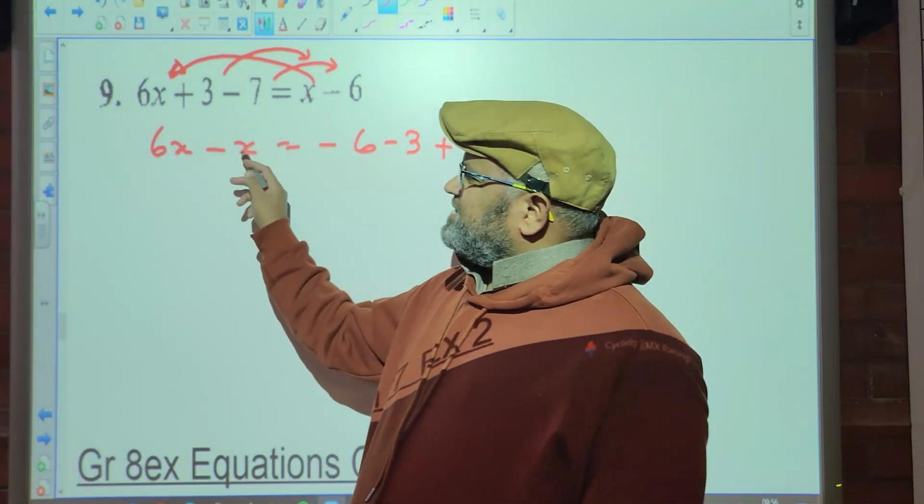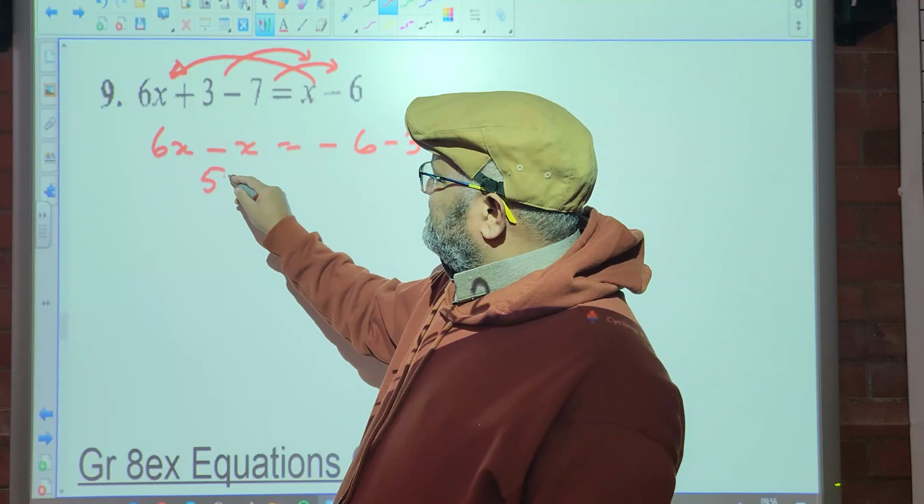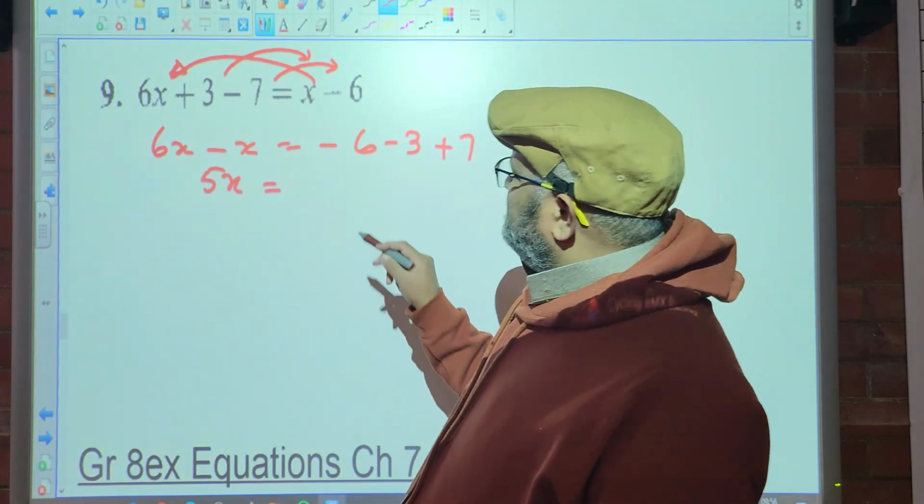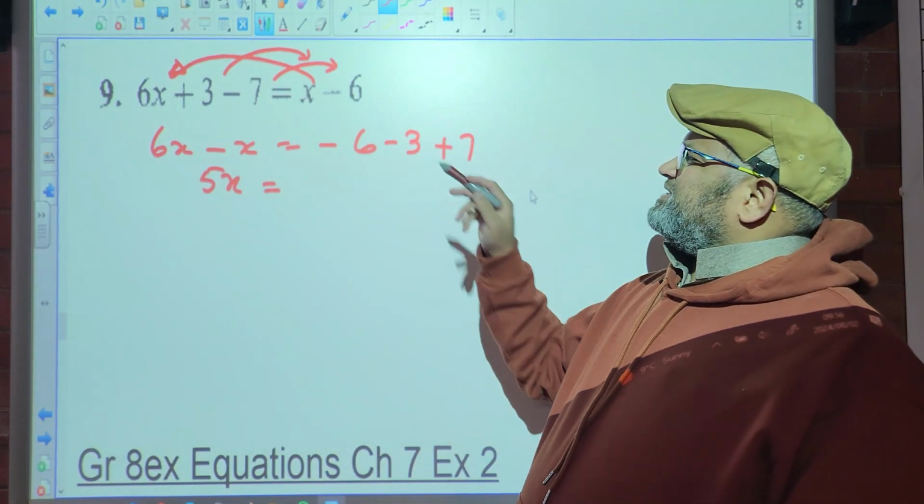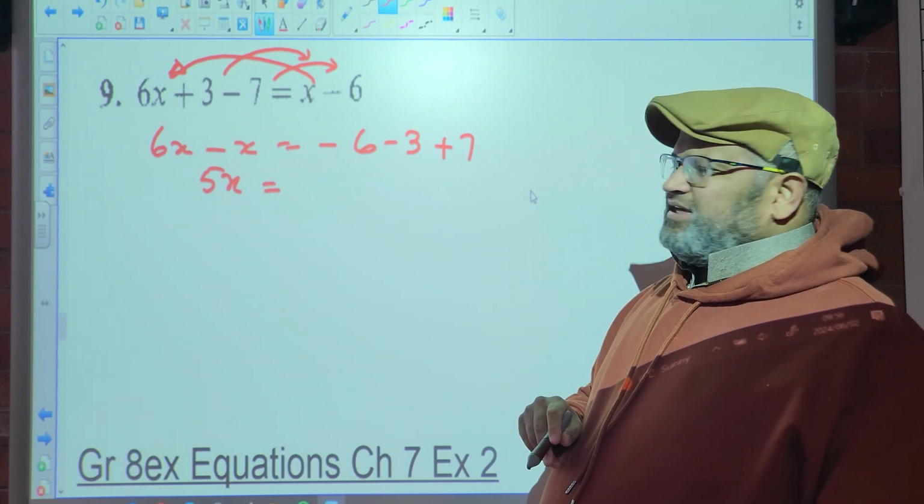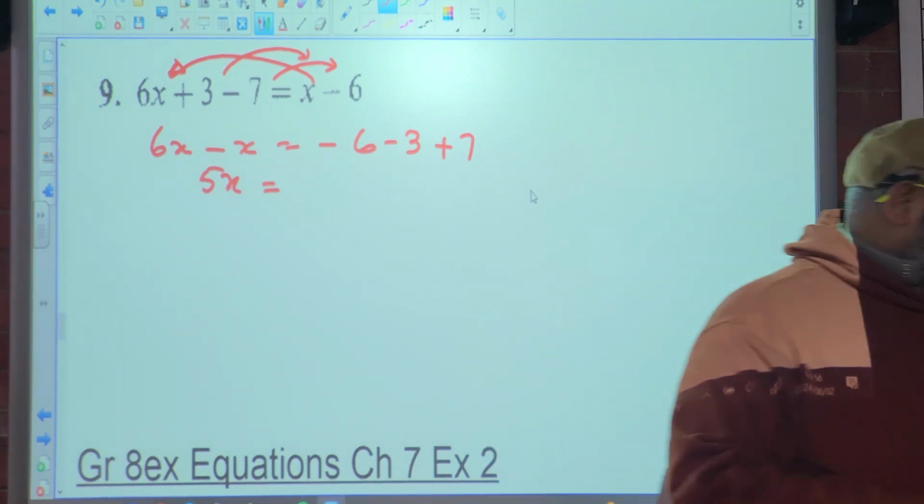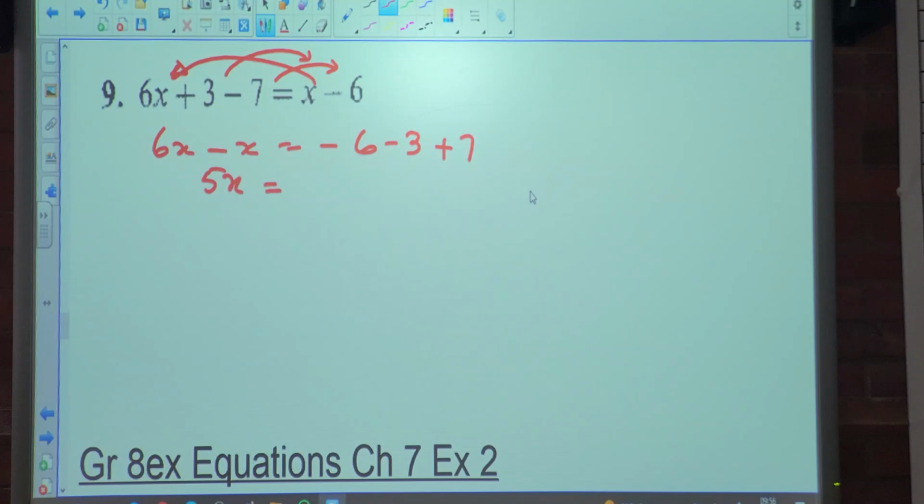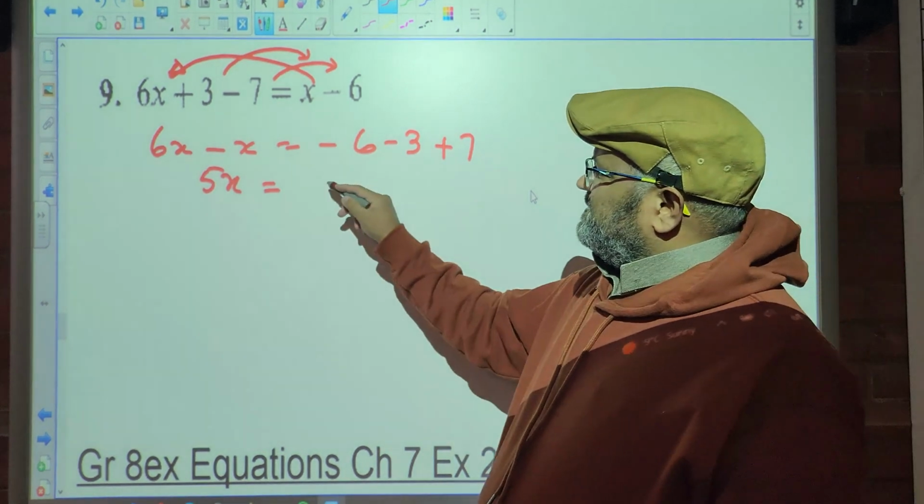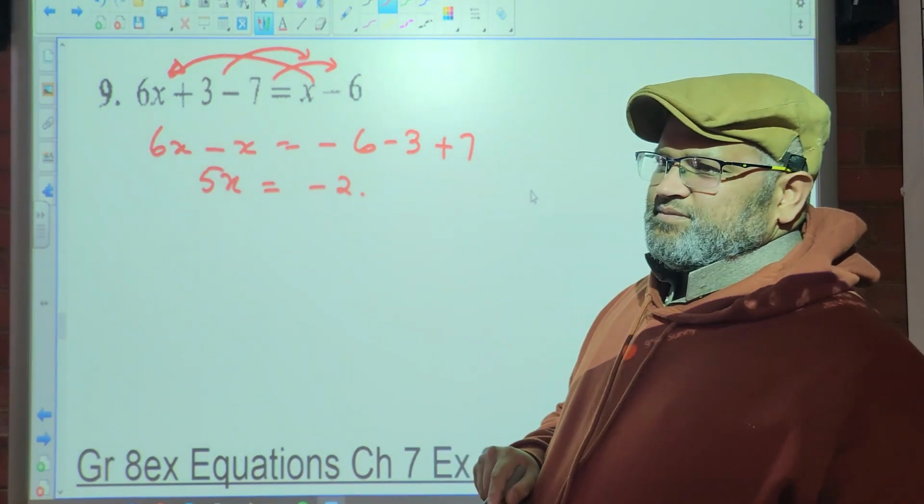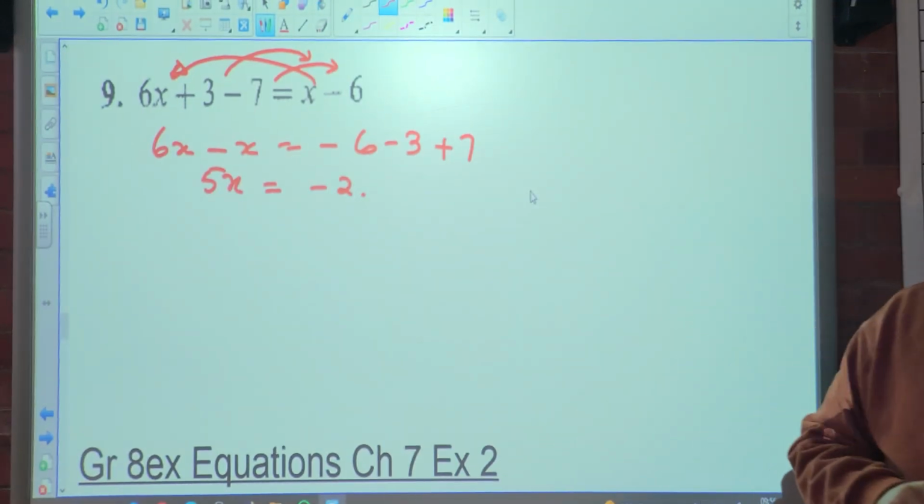So what is 6x minus x? 5x is equal to negative 6 minus 3. It's negative 9. And negative 9 plus 7 is negative 2. You all agree with that?